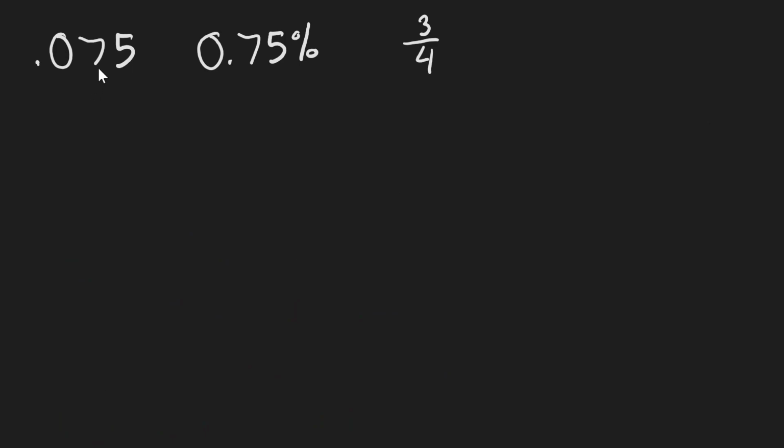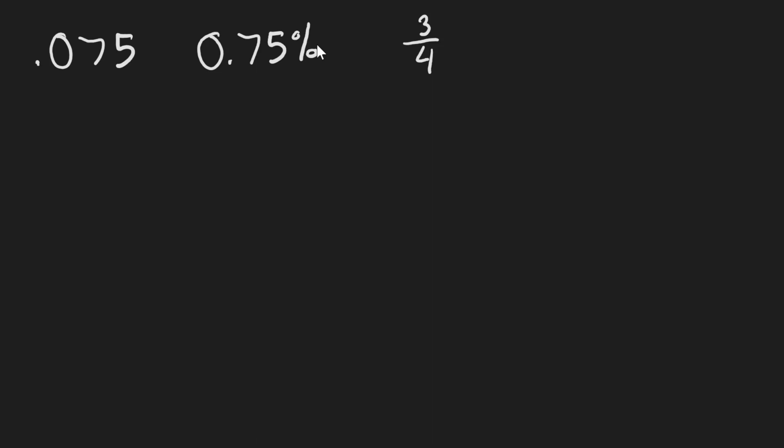So we need to organize these numbers from least to greatest, and we have a number in decimal form, in percent form, and in fraction form. It's hard to compare these numbers when they're in different forms. It's easiest to compare these numbers when they're all in decimal form. So we're going to need to change this percent into a decimal and also this fraction into a decimal as well. So let's begin with the percentage.